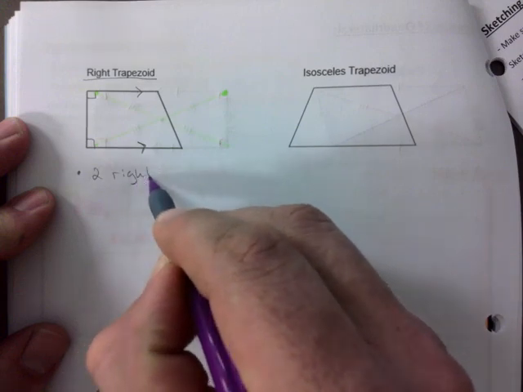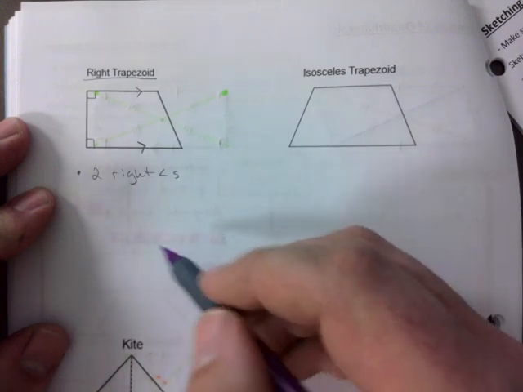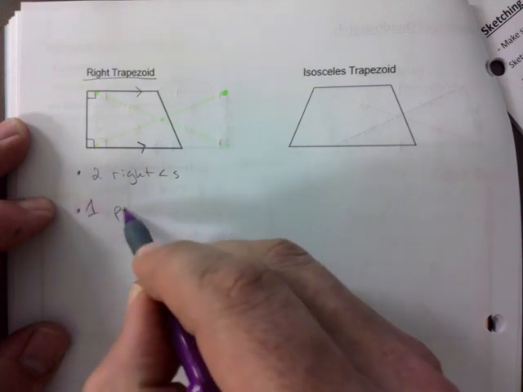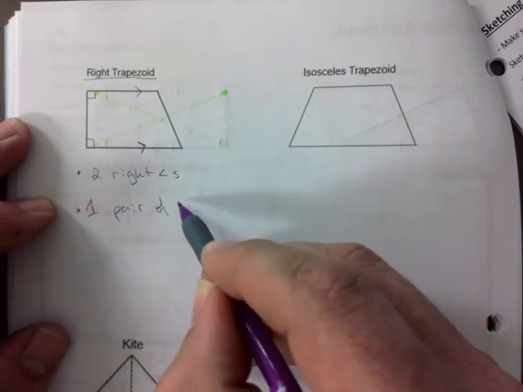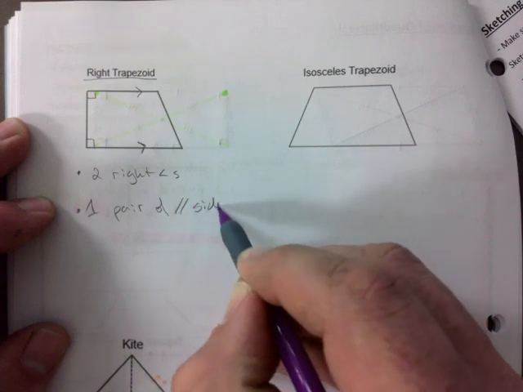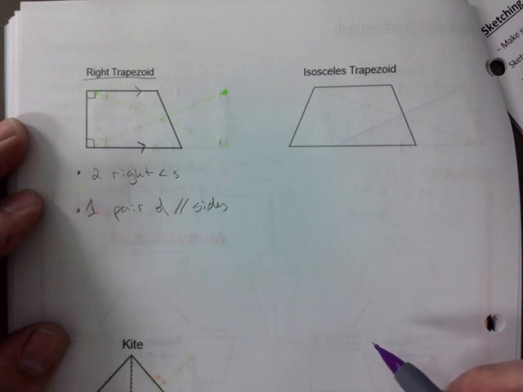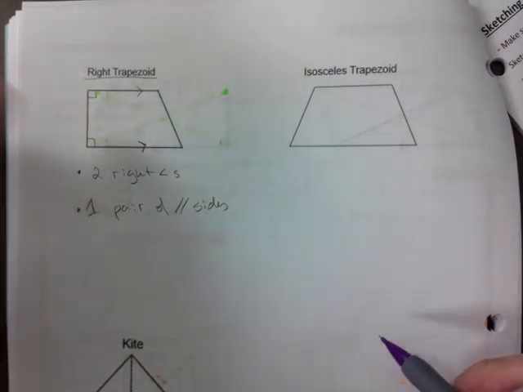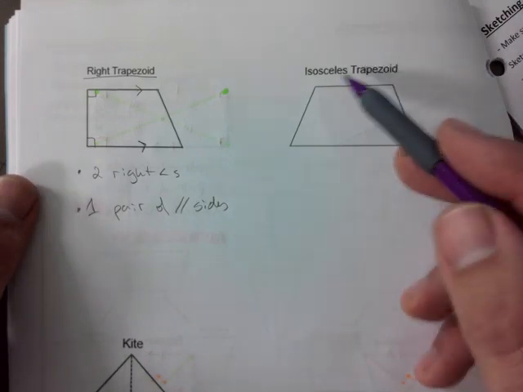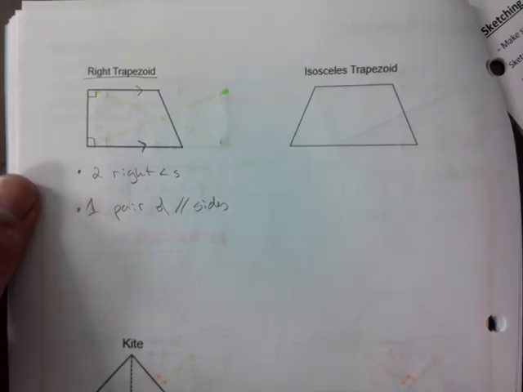Two right angles, one pair of parallel sides. That's it. A right trapezoid is cut off on one end, basically, compared to the isosceles trapezoid.